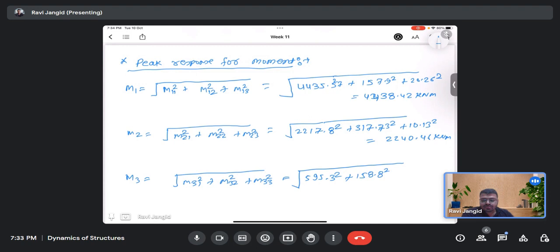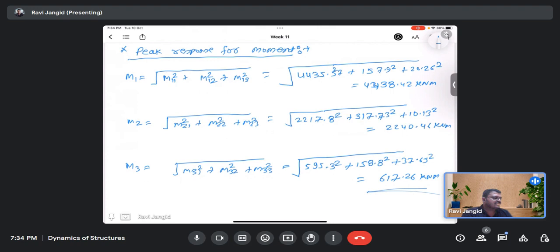595.3² + 158.8² + 37.65². Then it would be 617.26 kilonewton meter. So these are the peak response quantities for the floor displacement, story shear, and the moment. In which your M11 would be your peak overturning moment, or base moment. This is for the second floor, that is for the third. Any doubt in this, or should we move to another question?